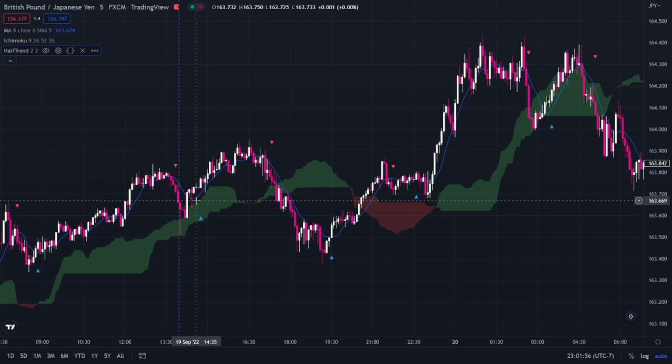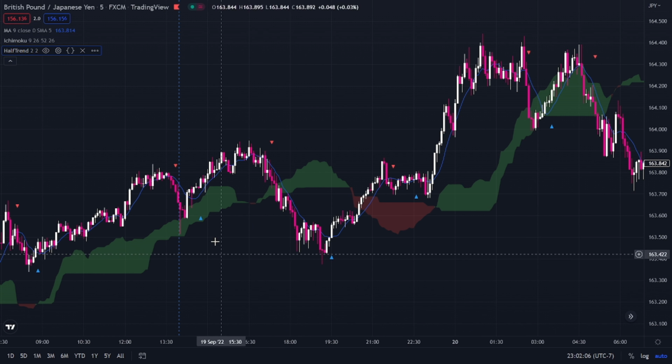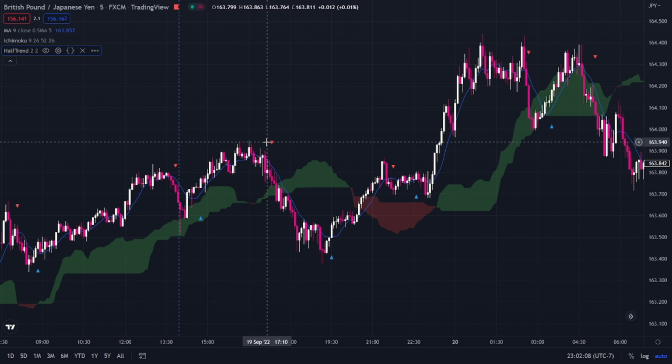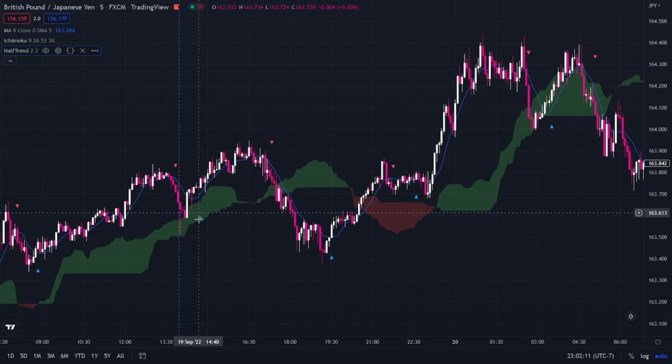So how it works is you get your first signal, right? First thing we're looking for is the signal of the arrow. So it's either going to be a blue arrow or a red arrow, right? So here we see we have a blue arrow.